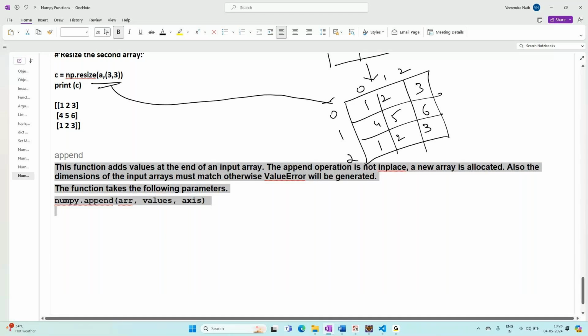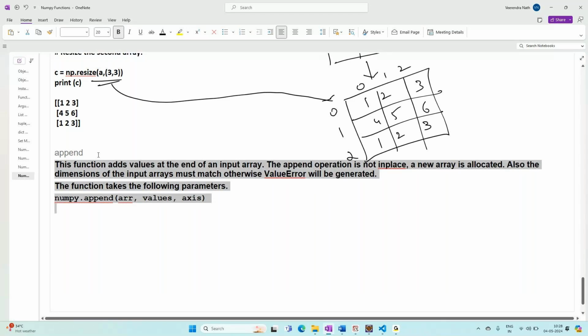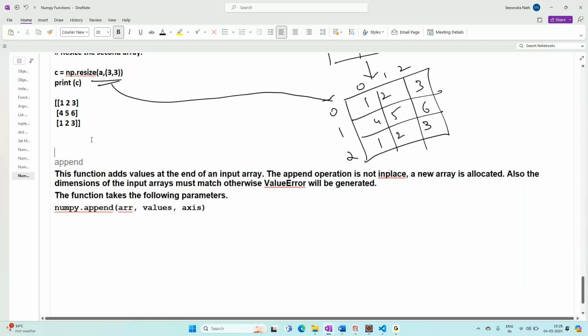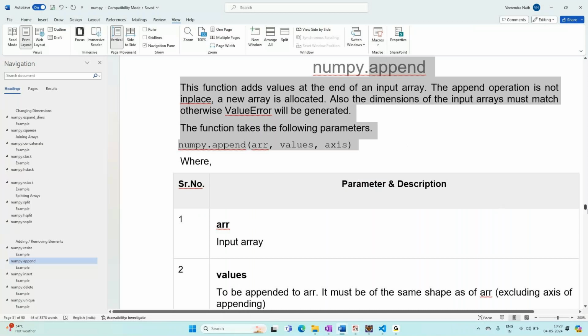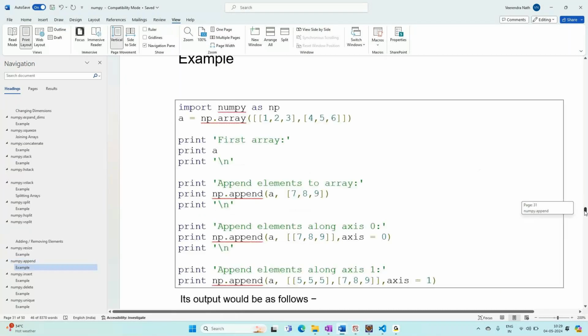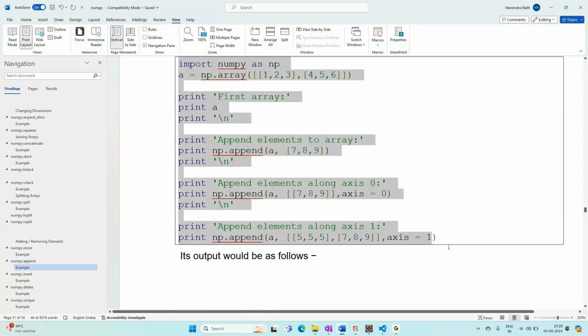So this operation is not in place. Not in place in the sense it will not be directly affected. Again, a new array will be allocated. So all the dimensions of the input array must match. Otherwise, again there would be an error. Okay. So that's what the things are. Now let's understand them by this.